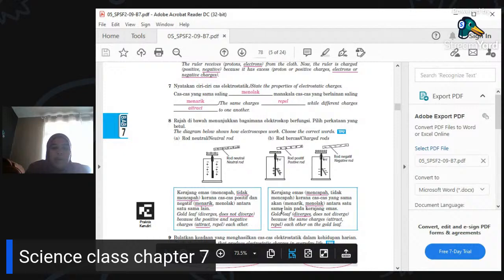But if we put a positive rod or a negative rod near the electroscope, the gold leaf will diverge because the same charges repel each other. Positive and positive.